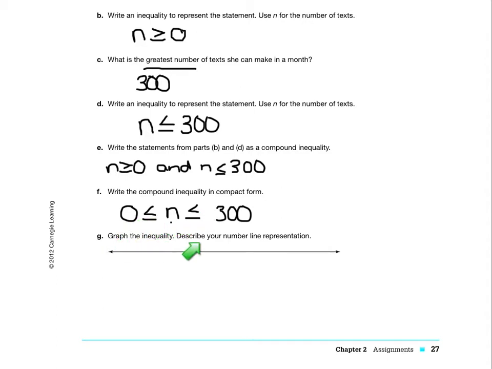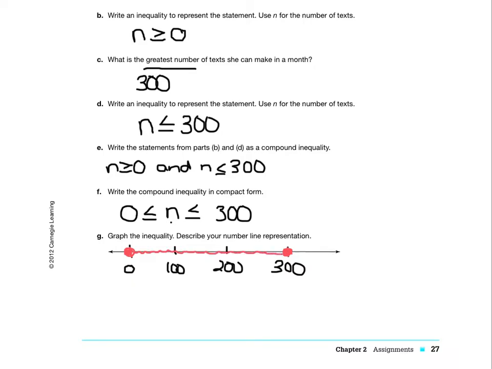Graph the inequality. Describe your number line representation. So if we're going to graph the inequality, we're going to go from 0 to 300. So I'm going to put a little tick mark here, 0, 100, 200, and then 300. And since we are allowed to be 0 and 300, they get closed circles because I'm allowed to be that amount. And then we're in between 0 and 300. Notice here we're 0 less than or equal to n less than or equal to 300. So all of these numbers in between here, which represent this area, are going to be shaded in.